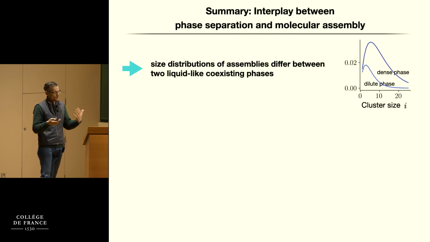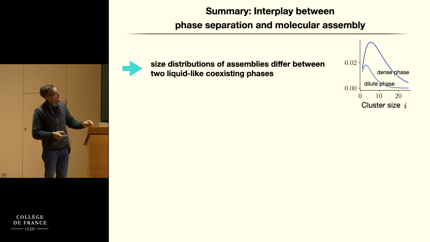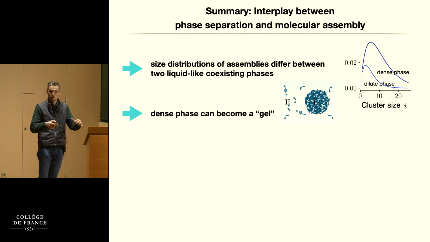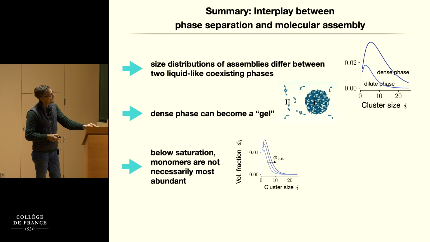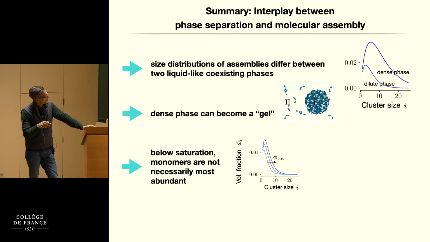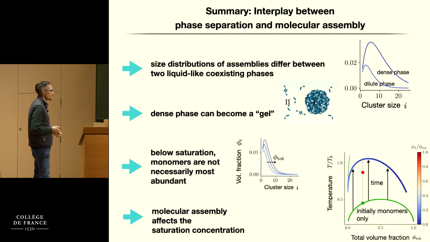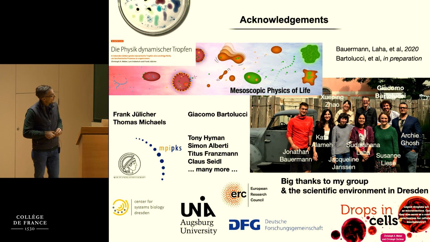I showed you that when you study the interplay between phase separation and oligomerization, in each of the phases you can find significantly different size distributions, that the droplet can even gelate, linking up all this nice literature on amyloids and ALS, etc. And also that by increasing the total concentration, in the end the monomers are no more the most abundant components, and that molecular assembly can significantly change your saturation concentration. Now I'm at the end of my talk.